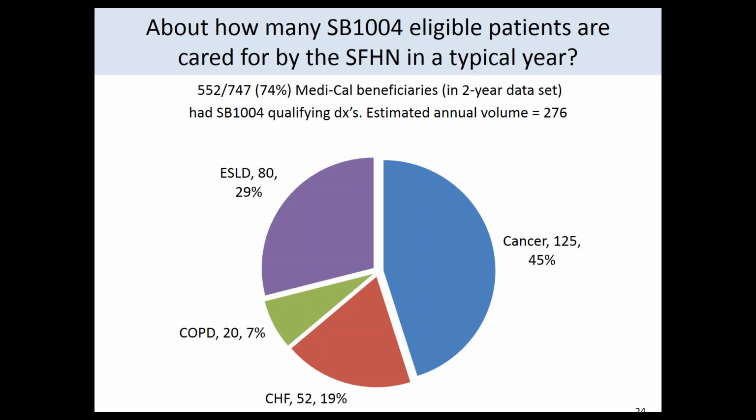So what is it that we were able to cull from these data that speak to the issue of how many eligible SB 1004 patients are likely cared for by the network in a typical year? What were their utilization patterns like? Well, number one is sort of that volume issue.